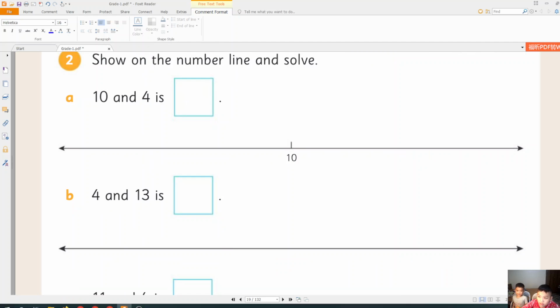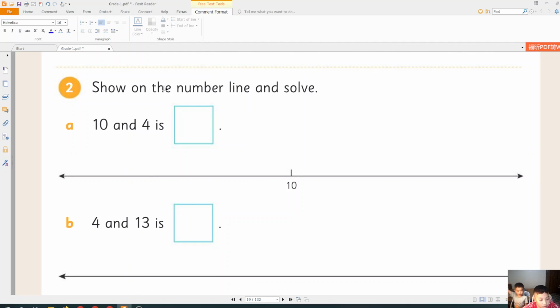We go to the next exercise. We will show on the number line. Let's count. 10 plus 4 is, let's count. 10. Here we don't have a small 9 and numbers like this. We have to think. Let's do it. 10, 11, 12, 13, 14. Our answer is 14.